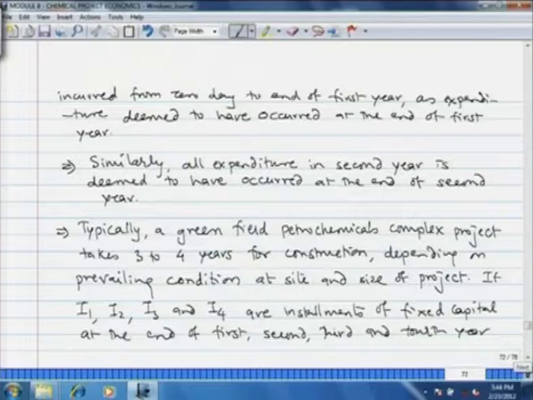Project construction expenses are continuous, but for the sake of simplicity, we assume that all expenditures incurred from day 0 to the end of the first year are deemed to have occurred at the end of the first year. This will help us make computations easier. Although we spend money over the entire year of the project, we assume that the total money is spent in a single installment at the year end.